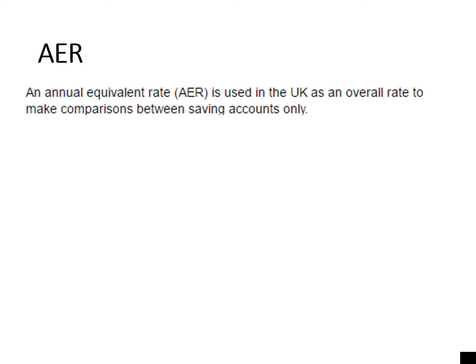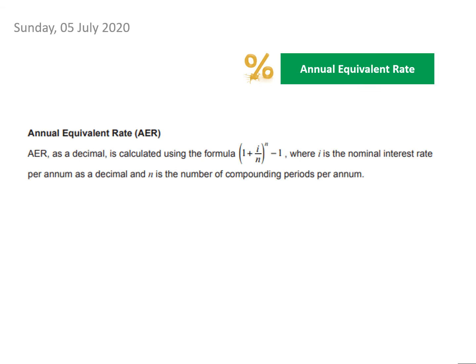So let's take a look at how we work out AER. This is the formula that you get at the beginning of your exam paper. On the formula sheet at the beginning, you'll see this annual equivalent rate, and it's written in this form. To work it out, you take what they call the nominal interest rate, which is this I, and that's the interest rate which they quote. That's the interest rate you'll see written down.